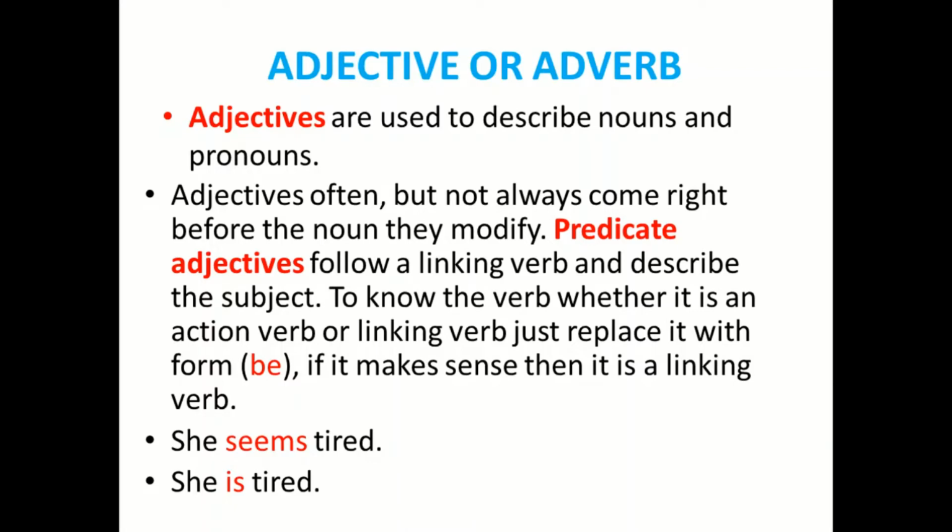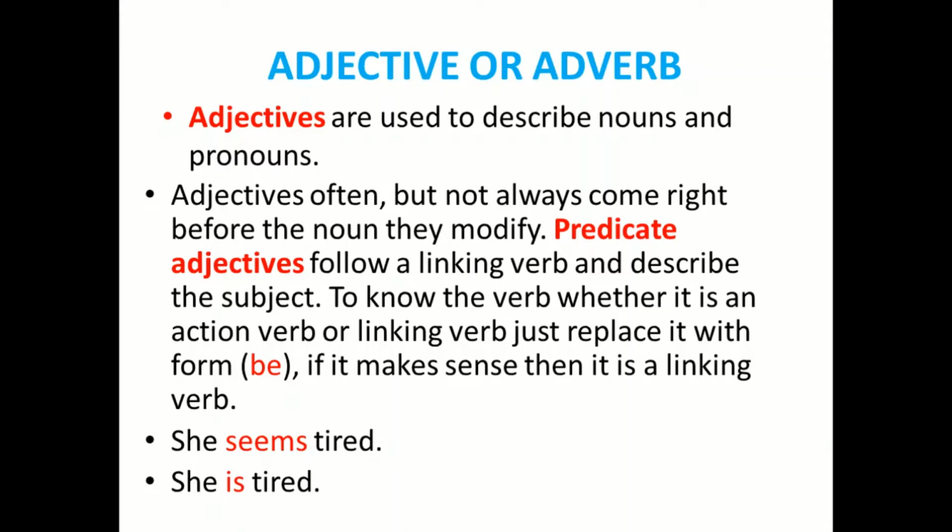Now here the definition is: adjectives are used to describe nouns and pronouns. This is the main thing that you have to remember. Adjectives often but not always come right before the noun they modify. Predicate adjectives follow a linking verb and describe the subject. Predicate adjectives are the adjectives which we find in the predicate, means after the verb.